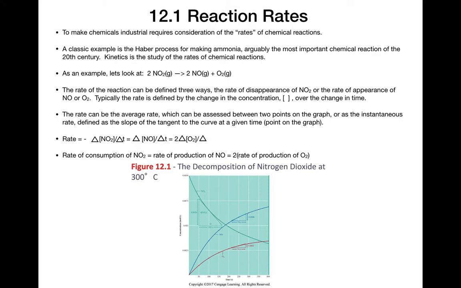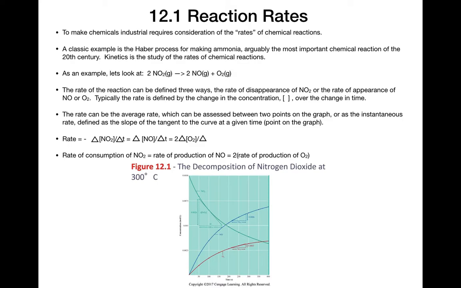Kinetics is the study of chemical reaction rates. For example, if you want to work in industry and make chemicals, you would be very interested in how fast the chemicals can be produced, the rate of the chemical reaction. A classic example of this is the industrial production of ammonia by the Haber process. You can make the argument that the Haber process is the most important reaction of the 20th century.